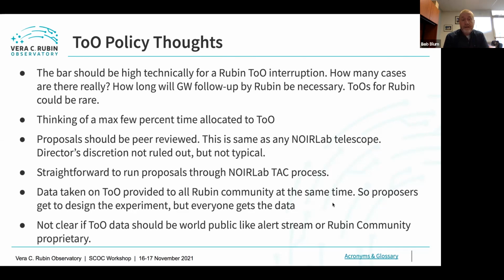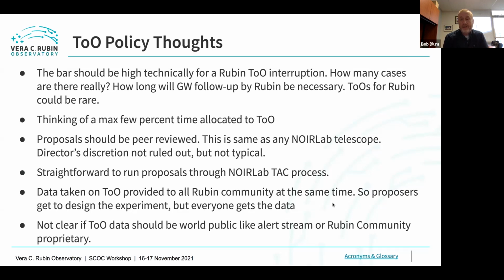Data taken on any TOO, I think, would be provided to anyone in the Rubin community at the same time. And so proposers would get to define the experiment in this scheme through the proposal process, but everyone would get the data. I don't see any strong case for saying that someone should get very proprietary access to Rubin Observatory. And then I write here that it's not clear to me, at least, whether or not the data would be world public.